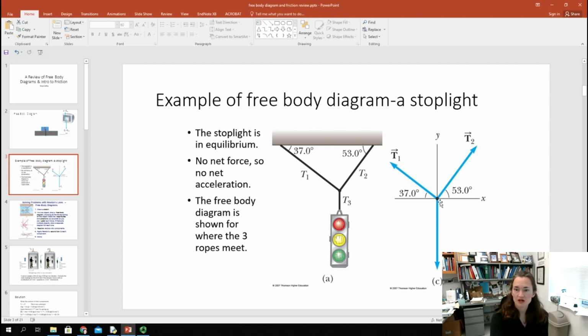Okay? So here we've got all the key parts of a free body diagram. Our knot here is just a little dot, so that's okay. And then we have our force vectors as arrows, and we have the angles labeled. Okay.